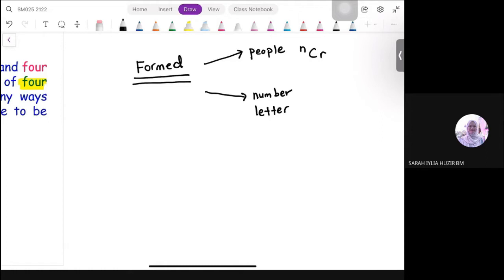Sebab nombor siapa kita pilih dulu dengan kita pilih kemudian akan menentukan different arrangement. So in this case, we consider this as permutation situation. Okay, so careful with the word form. It can be both combination and permutation based on the situation.